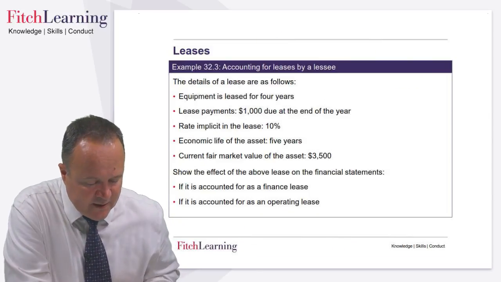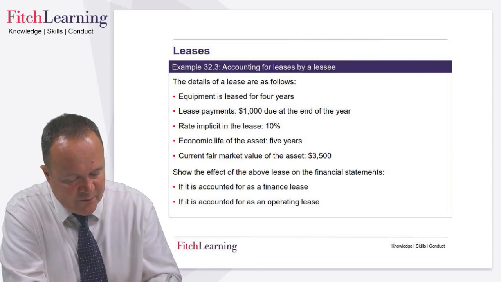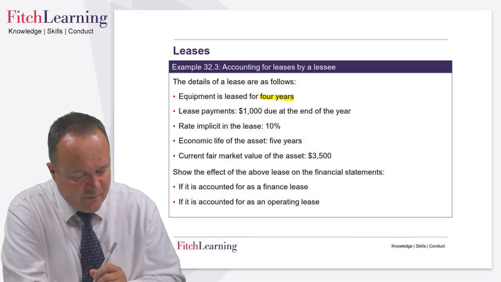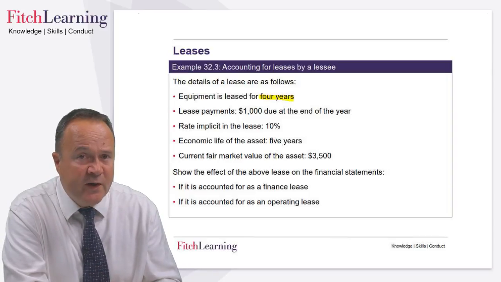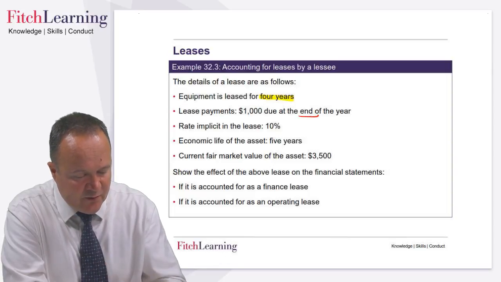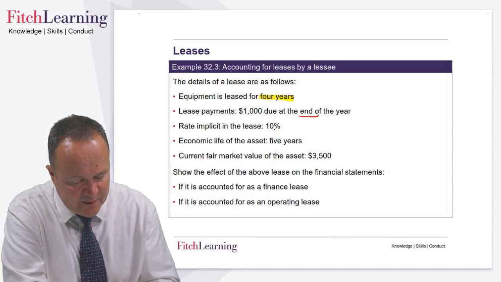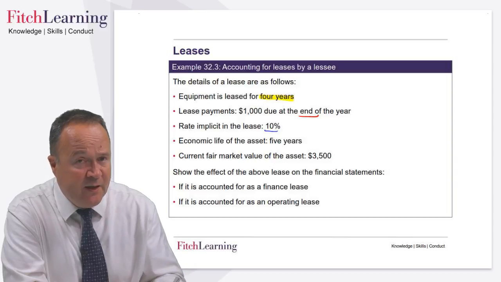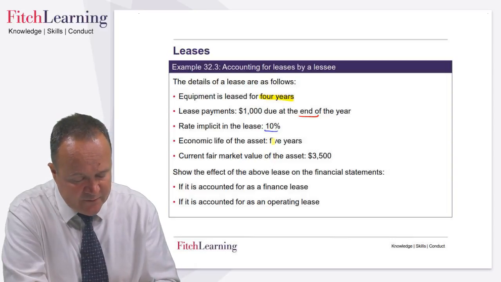Here's a lease. It's an arrangement for 4 years. It's going to be for $1,000 a year due at the end of each year. The interest rate is 10%, and the life of the asset is 5 years.